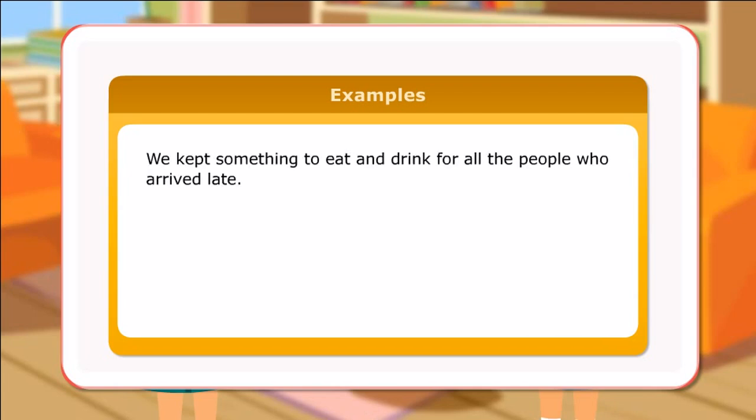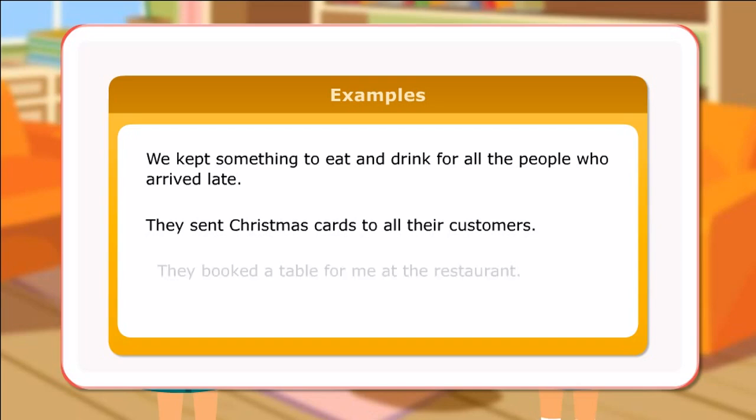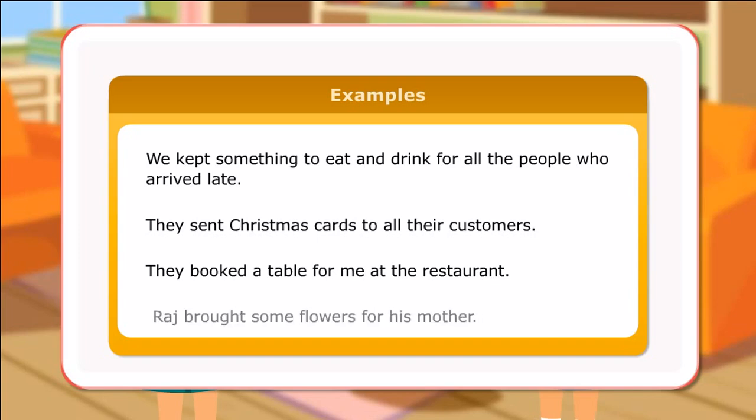Here are some more example sentences. We kept something to eat and drink for all the people who arrived late. They sent Christmas cards to all their customers. They booked a table for me at the restaurant. Raj brought some flowers for his mother.